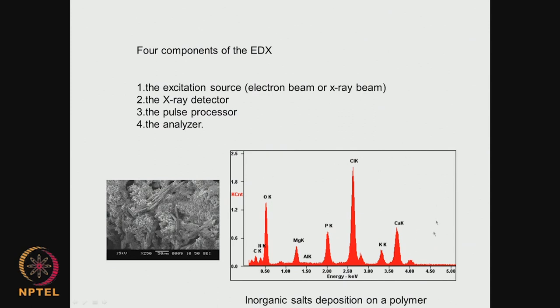So this is how an EDX picture looks. This is the SEM, and this is the EDX. So we are trying to see the salt, what the elemental composition is. We can even get the elemental composition of the salts present on the surface of this material. So we can get both the surface morphology as well as the composition of various elements present on the surface.